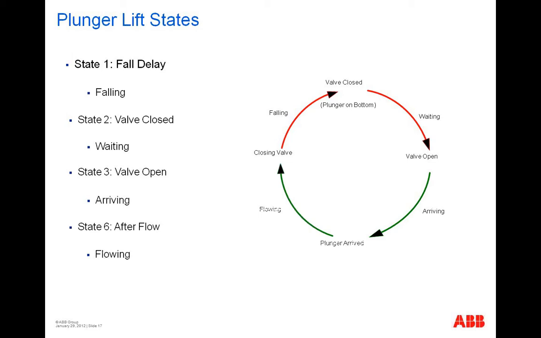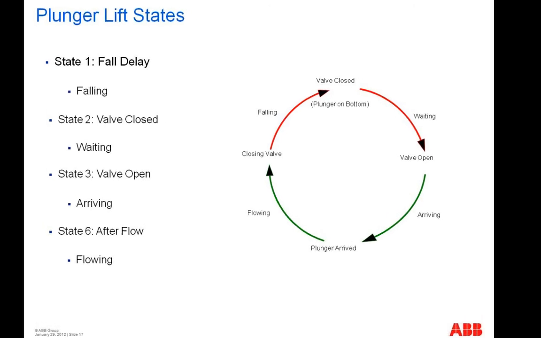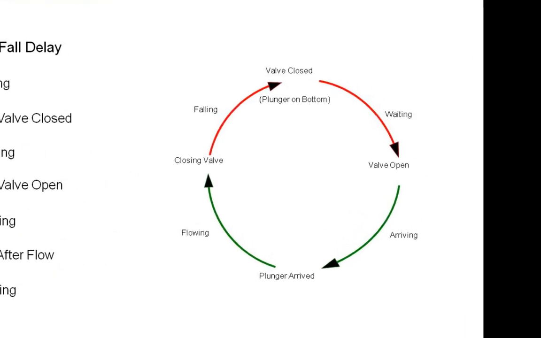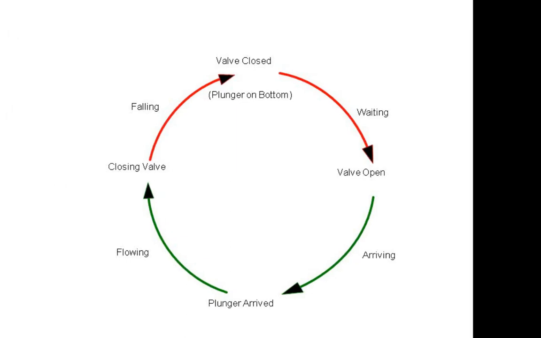State 4 would be blow valve, if we wanted to use a blow valve to help a plunger to arrive. State 5 is plunger arrived. We'll get into what options we have down in state 5, such as swabbing. But once that plunger has arrived, we move into our afterflow state, which is state 6. And so now the valve is open, we're flowing, and now we're looking for a reason to close the valve and to complete one full cycle.